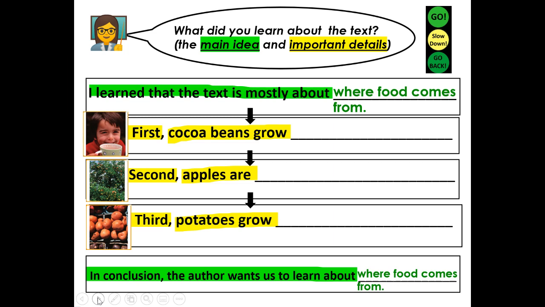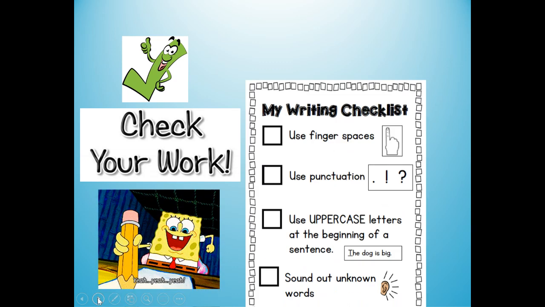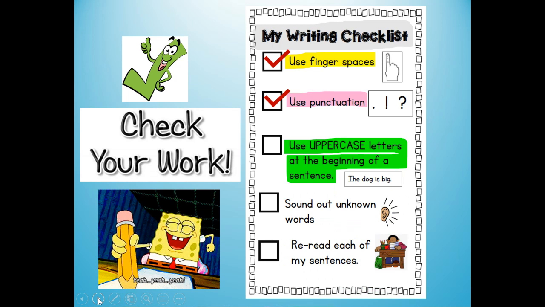All right, now that you've written your three sentences, it's time to check your work using our writing checklist. Look at your three sentences. Did you use finger spaces between each of your words? Did you use punctuation, like a period at the end of each sentence? Did you use uppercase letters or capital letters at the beginning of your sentence and for proper names?